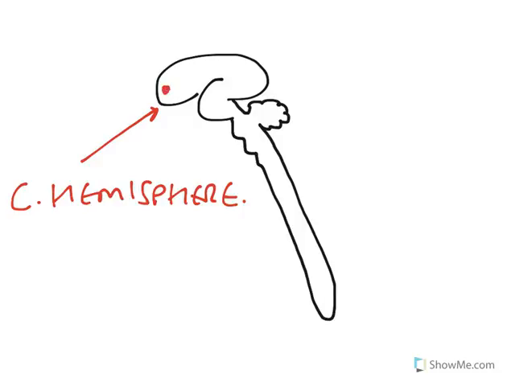So for example, this lobe here sitting most anteriorly is the frontal lobe, which is involved in higher thought, problem solving for example. This part here more posteriorly is called the occipital lobe, which is involved in vision. And this part here more laterally is the temporal lobe, which is involved in memory and emotion.